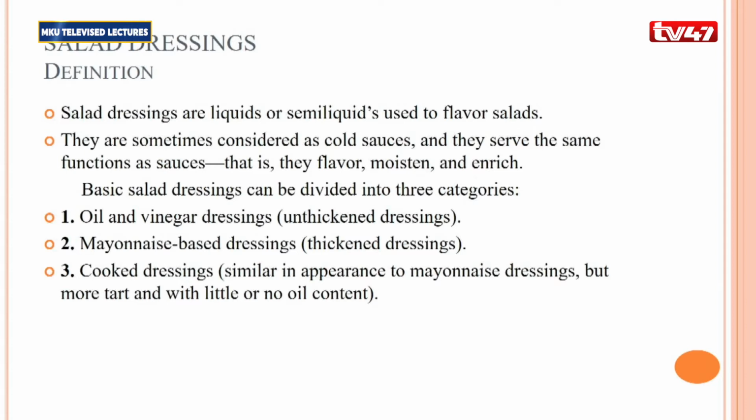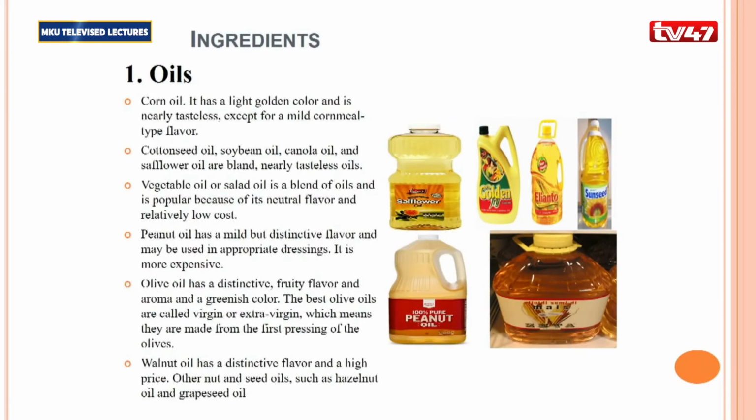Then we have the cooked dressing, which is more similar to the mayonnaise themselves. And we have things like yogurt. If you use yogurt, it can also be a cooked dressing, and that is what makes it one of the categories. Then I want us to move on to the ingredients that we usually use for making salad dressings.